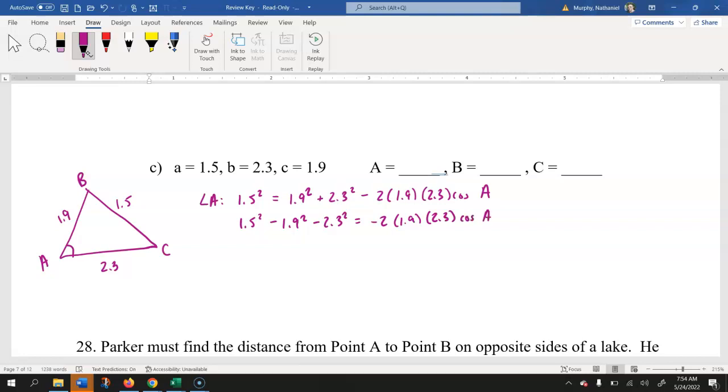So now we can simplify the two sides. When we do that, you end up getting negative 6.65 equaling negative 8.74 times the cosine of angle A. So I would divide both sides by negative 8.74, which gives me 0.761. And then to find out what angle A is, I do the inverse cosine of that, and I get 40.4 degrees.